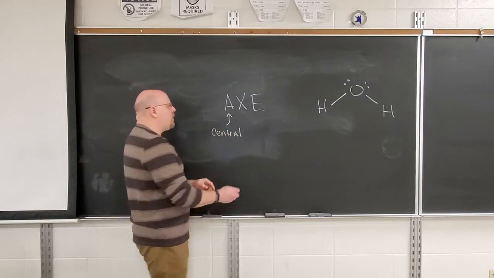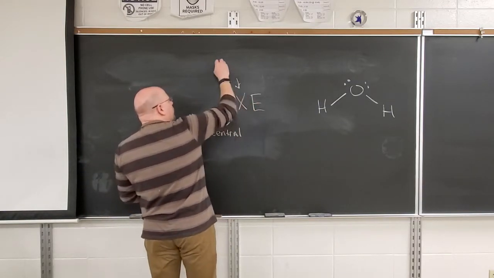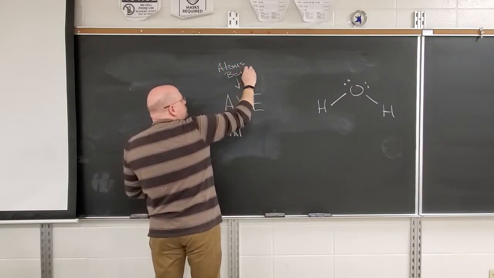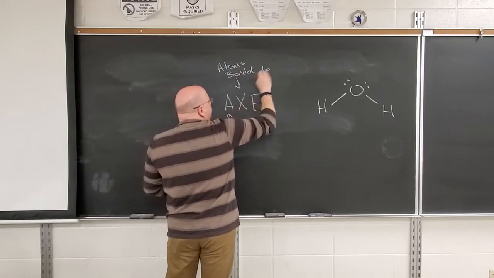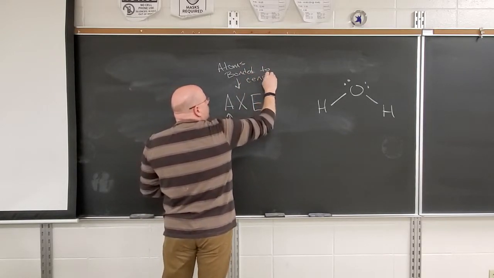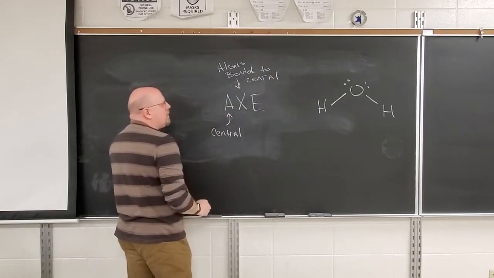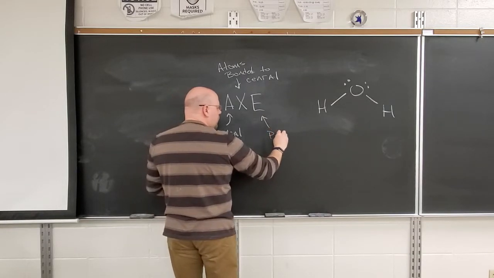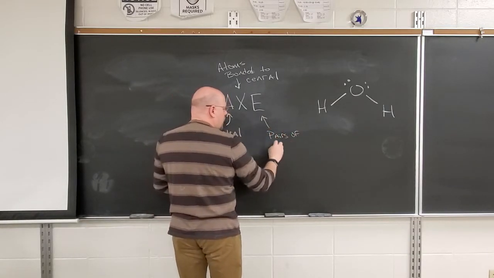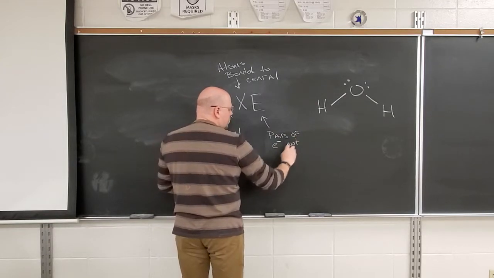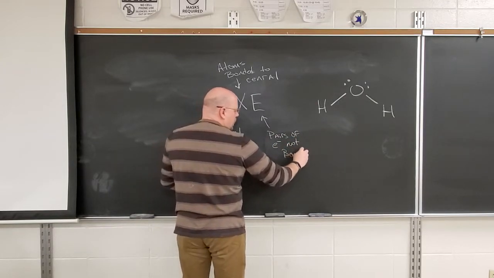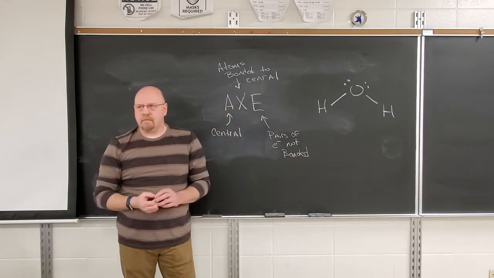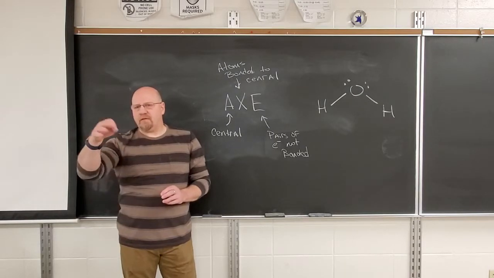The X represents atoms bonded to the central atom. And the E represents pairs of electrons not bonded. This, like I said, is one of the slides.